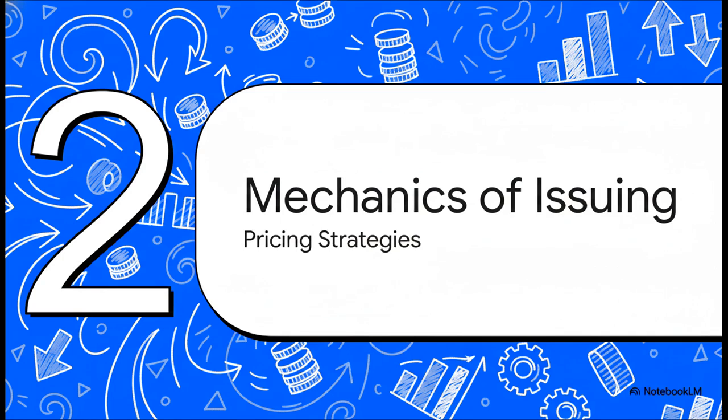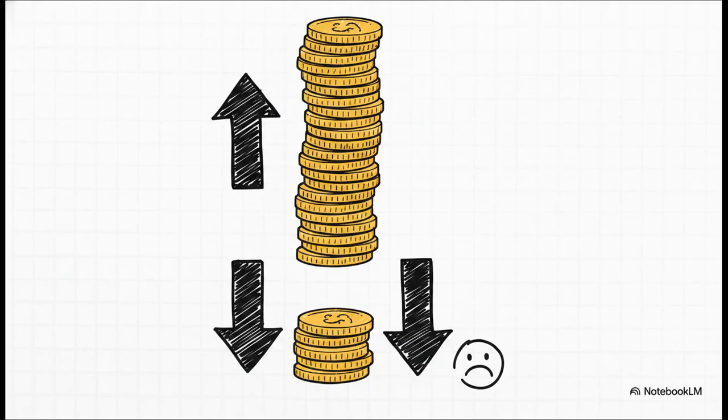Moving right along to Section 2, the mechanics of issuing. What's really fascinating here is how these financial instruments are actually priced and pushed into the market. It's not always a simple one-to-one exchange. A company basically has three pricing strategies. It can issue at par, meaning it's priced exactly at face value, say a clean 100 rupees. Or it can mark it up and issue at premium, meaning the company collects 110 rupees for that same 100 rupee face value debenture. Finally, it can be sold at discount for maybe 90 rupees.